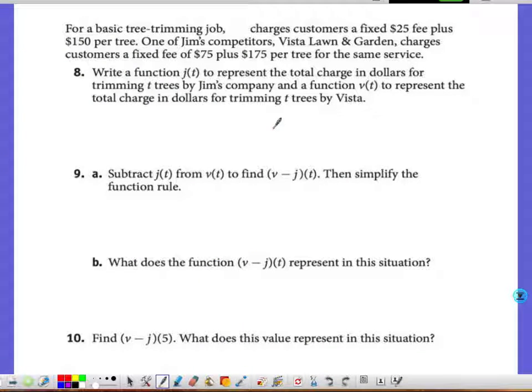Alright, let's take a look at an example here for a basic tree trimming job. Jim charges customers a fixed $25 fee plus $150 per tree. One of Jim's competitors, Vista Lawn and Garden, charges customers a fixed fee of $75 plus $175 per tree for the same service. Write a function j of t to represent the total charge in dollars for trimming t trees by Jim's company, and a function v of t to represent the total charge in dollars for trimming t trees by Vista.